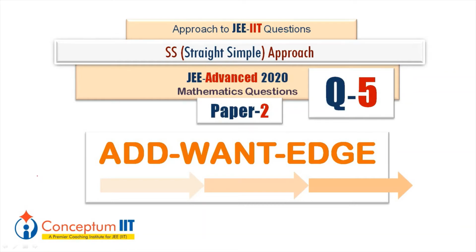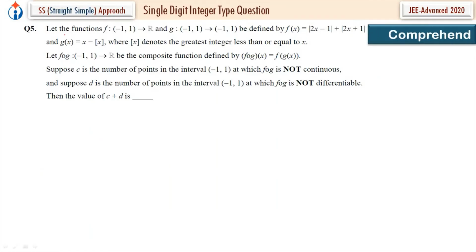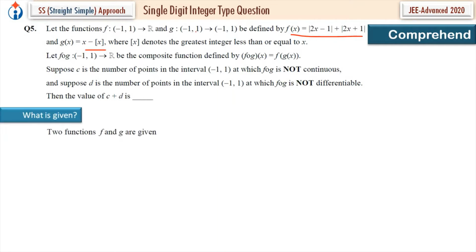Question number 5. Let's comprehend. Let the functions f and g be defined by this: f(x) is equal to this and g(x) is equal to this, where [x] denotes the greatest integer less than or equal to x. So what is given? Two functions f and g are given.